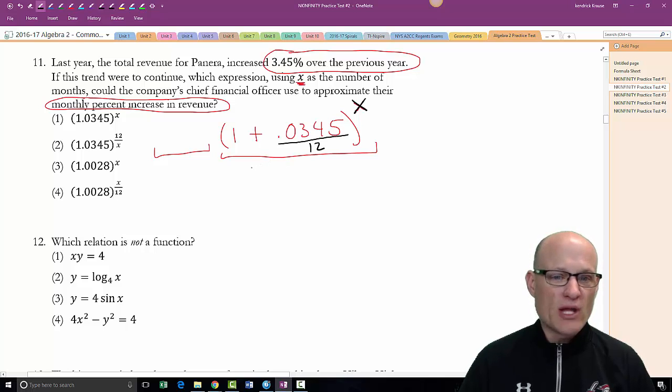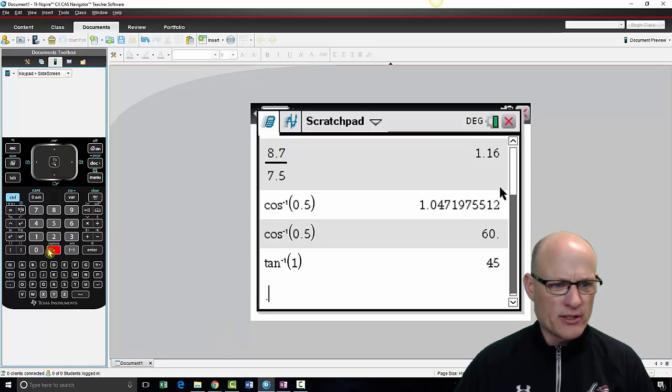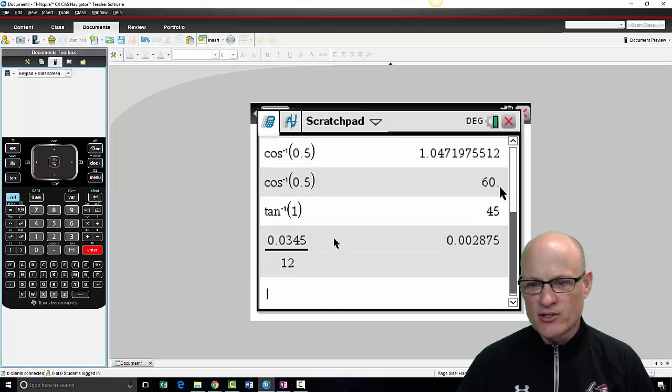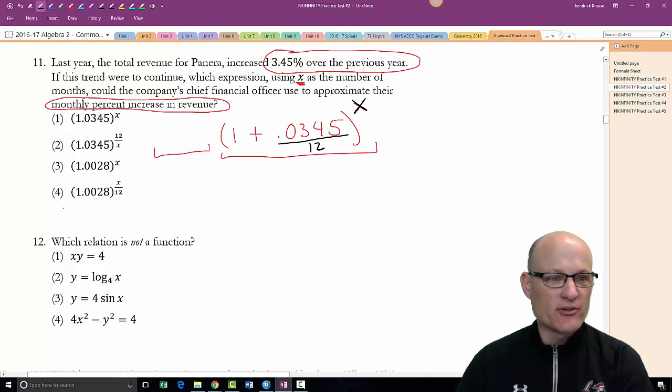The only thing I don't like about this answer is I think if you divide this, you don't get 2.8, you get 2.9. So I think 0.0345 divided by 12 is, this should be 0.0029, should be 2.9, not 2.8. But anyway, this is the right answer, choice 3.